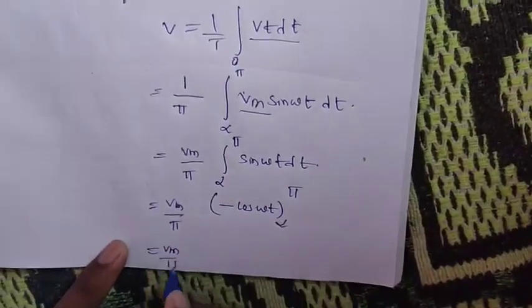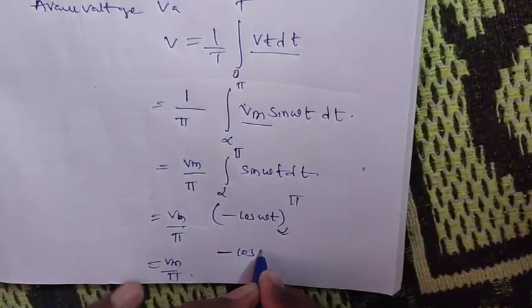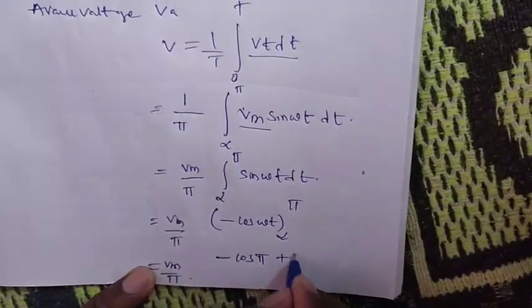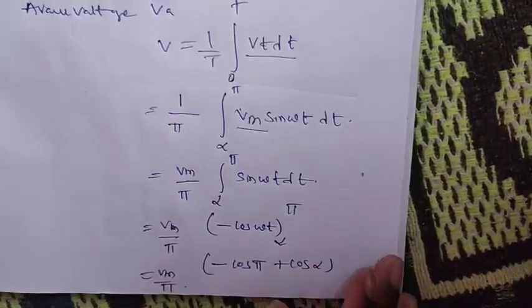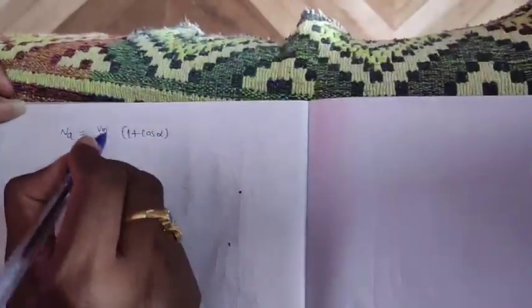So that is Vm by pi. We can substitute the limits: cos pi, with minus of minus giving plus, and cos alpha. So what we get is the output voltage Va equal to Vm by pi, cos pi, that cos pi value is minus 1, minus of minus is plus, that is 1 plus cos alpha. Va equals Vm by pi times 1 plus cos alpha.